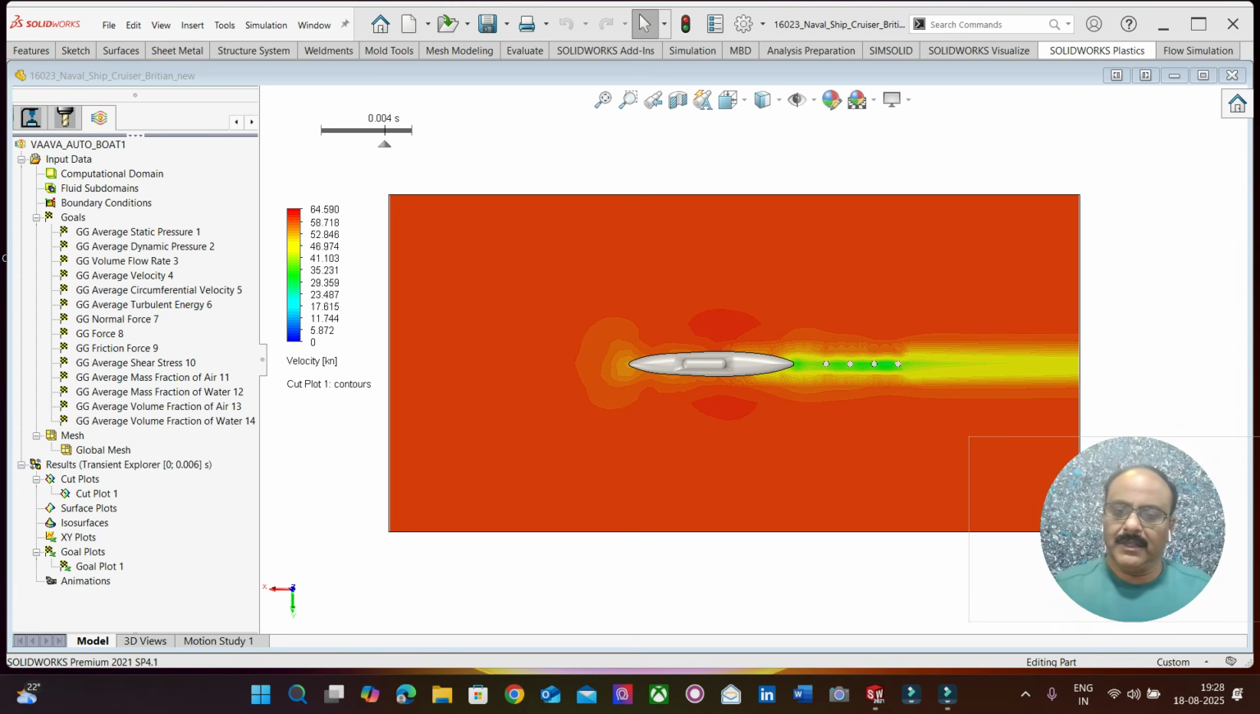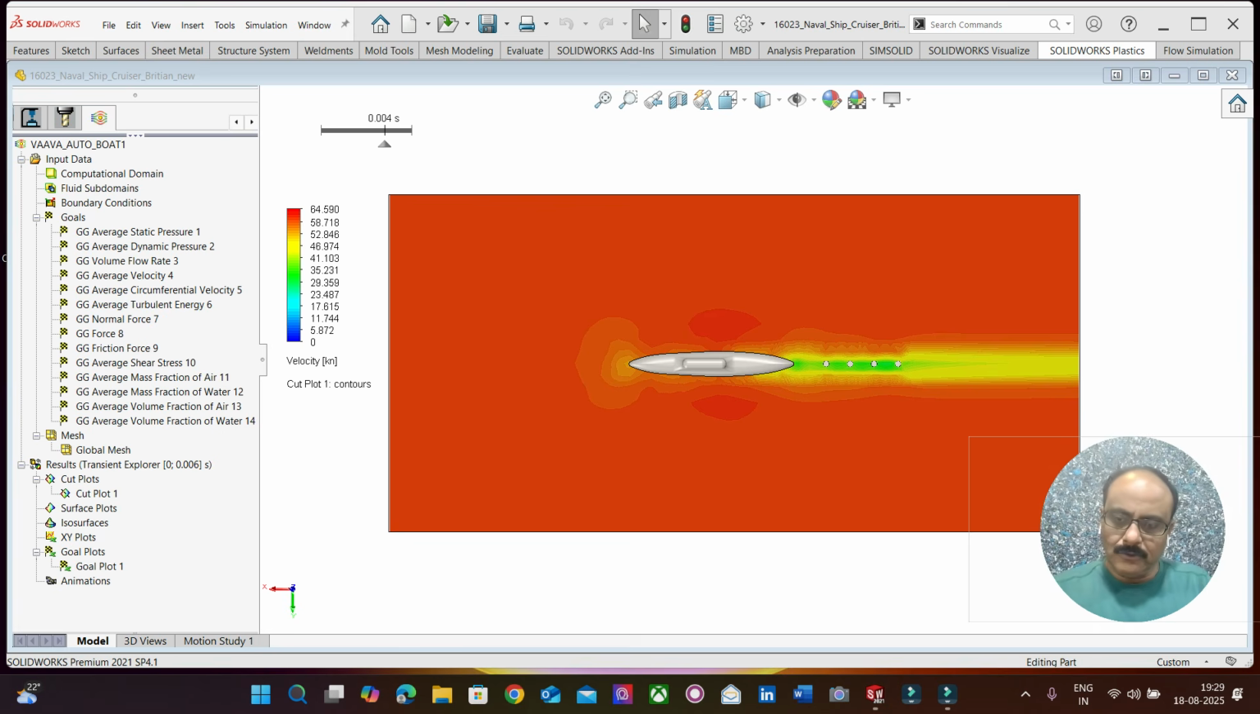So this is moving at a speed of 16 knots, and we are going to calculate the hydrodynamic forces. We are going to find out the velocities. We are going to find out the circumferential velocities. We are going to find out the shear stress parameters. We are going to find the frictional parameters between the submarine and the ocean. So we are going to find out very complex parameters here.